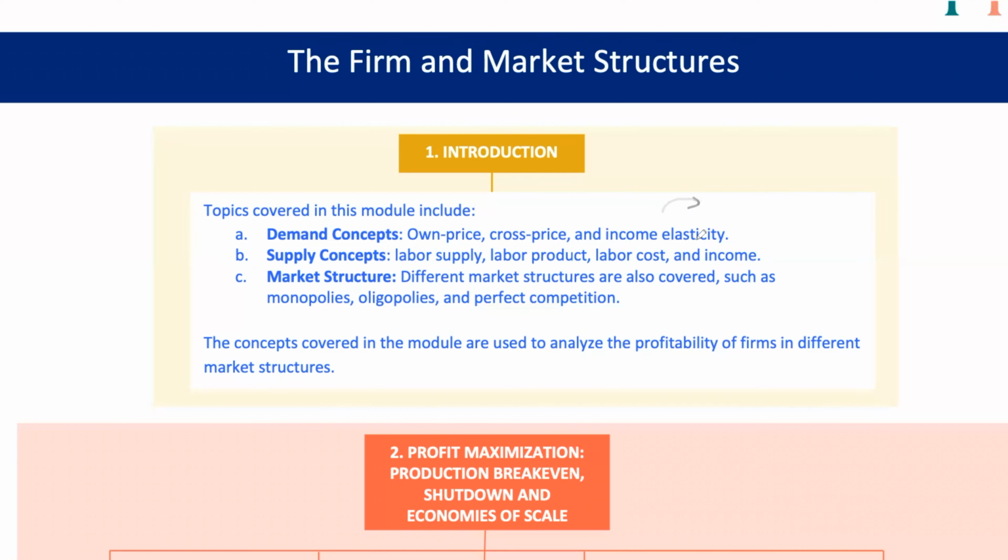On the supply side, we have concepts like labor supply, labor product, labor cost, and income. The supply side of a market is characterized by important relationships between inputs, outputs, costs, and revenues for a firm. Concepts like total, average, and marginal product of labor describe how much output is produced with different levels of labor input, with marginal product being the additional output from one more unit of labor.